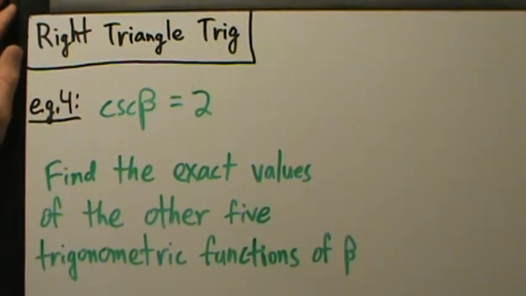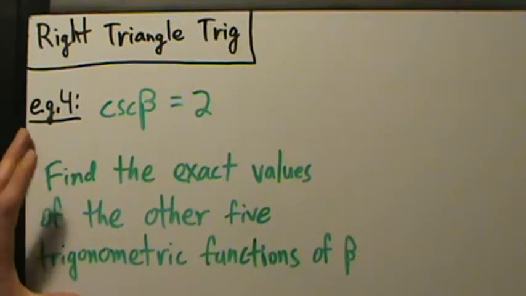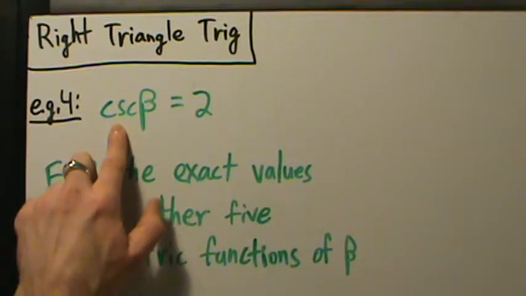Okay, here's example 4 with right triangle trig, things like that. So this is really going to be a lot like example 3. So here we're given that cosecant of beta is 2.